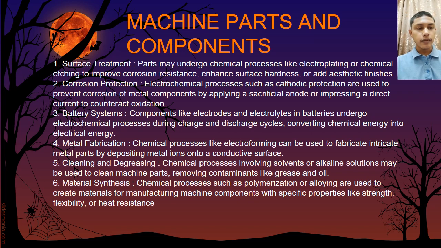Chemical processes involving solvents or alkaline solutions may be used to clean machine parts, removing contaminants like grease and oil. 6. Material synthesis. Chemical processes such as polymerization or alloying are used to create materials for manufacturing machine components with specific properties like strength, flexibility, or heat resistance.